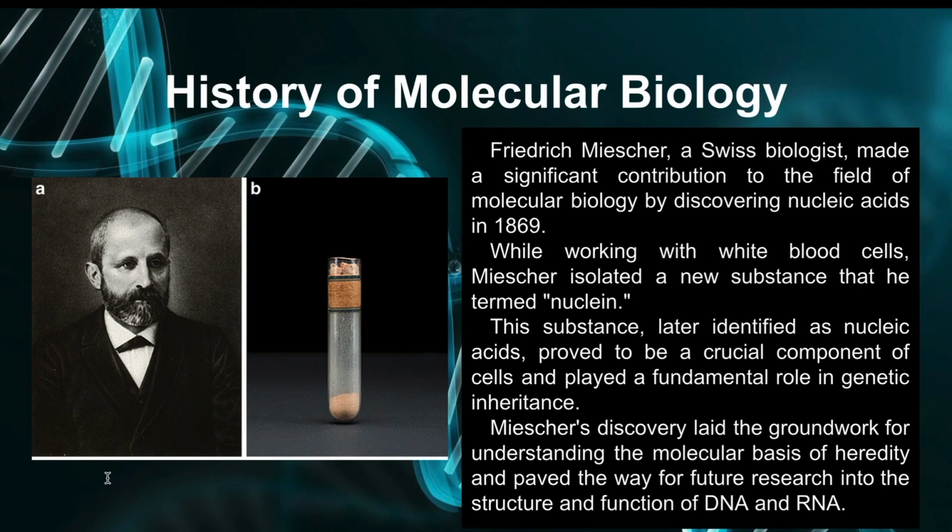Friedrich Miescher, a Swiss biologist, made a significant contribution to the field of molecular biology by discovering nucleic acids in 1869. While working with white blood cells, Miescher isolated a new substance that he termed nuclein. This substance, later identified as nucleic acids, proved to be a crucial component of cells and played a fundamental role in genetic inheritance. Miescher's discovery laid the groundwork for understanding the molecular basis of heredity and paved the way for future research into the structure and function of DNA and RNA.